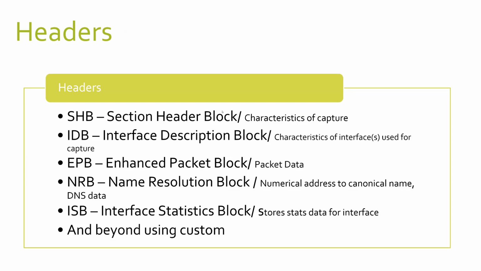Going a little bit in more detail, the different types of blocks are SHB, which is the section header block, and gives us the characteristics of the capture itself. The IDB, the interface description block, gives us the characteristics of interfaces used within the capture. EPB, which is the most common block that we are used to, is the packet block in which the packet data and the metadata of the packet is stored, like timestamps. The name resolution block is the conversion of numerical addresses to canonical names, DNS data. ISB is the interface statistics block, which stores the stats for the interface. For example, if you have packet loss happening in the interface, that can be captured here.